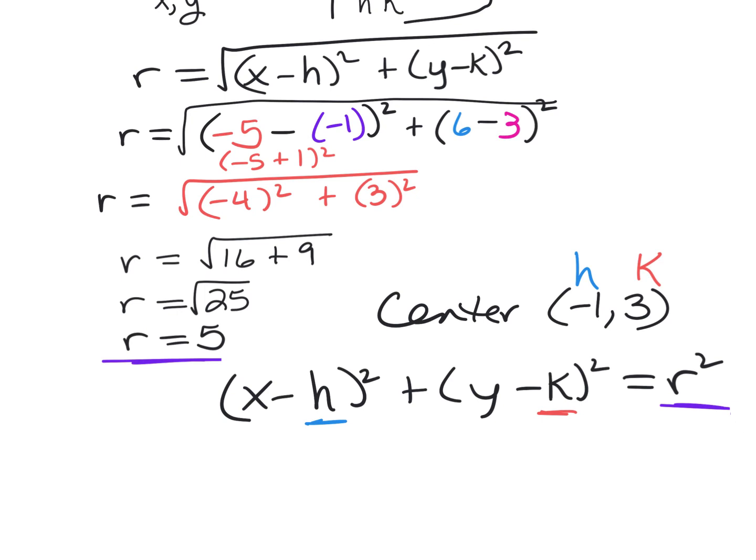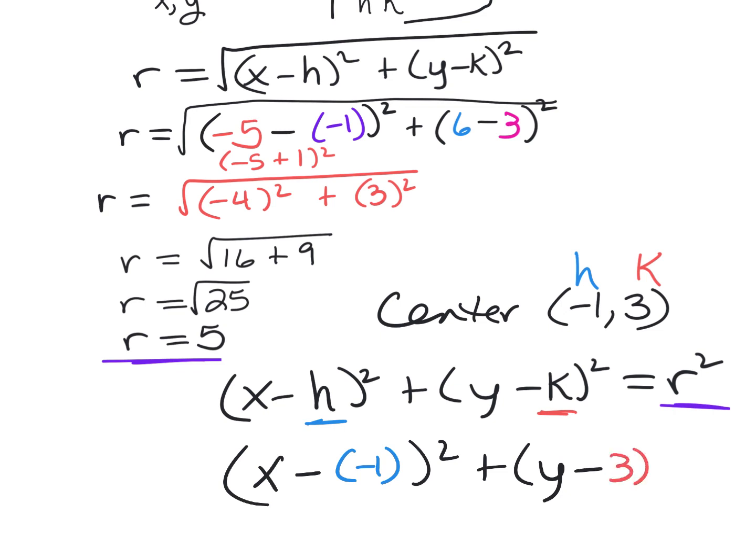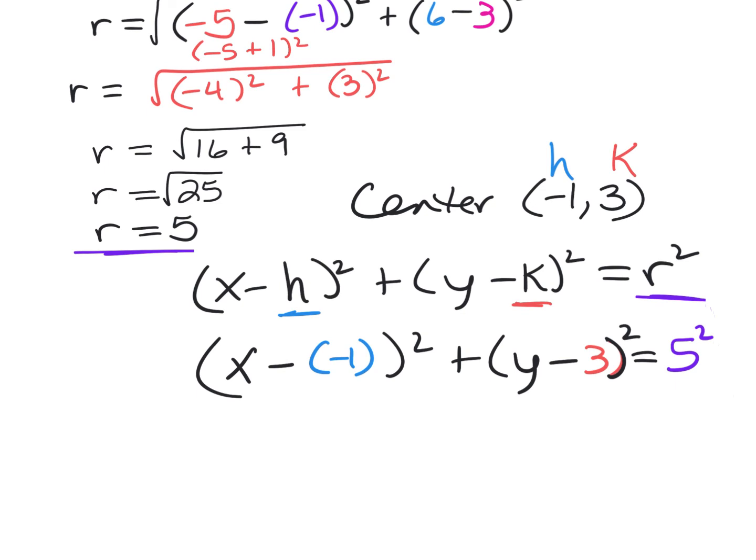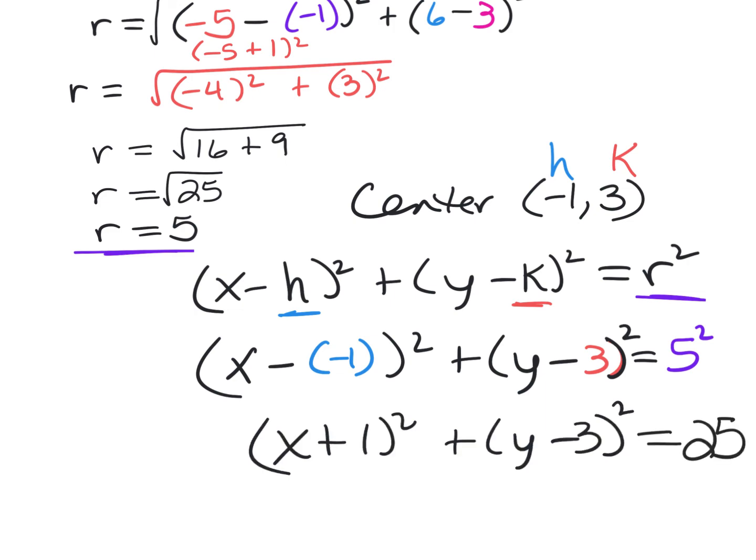So now the standard form is going to be x minus, and again, your h is a -1, plus y minus the k equals 5 squared. So let me fix the negative. It becomes x plus 1 squared plus y minus 3 squared equals 25.